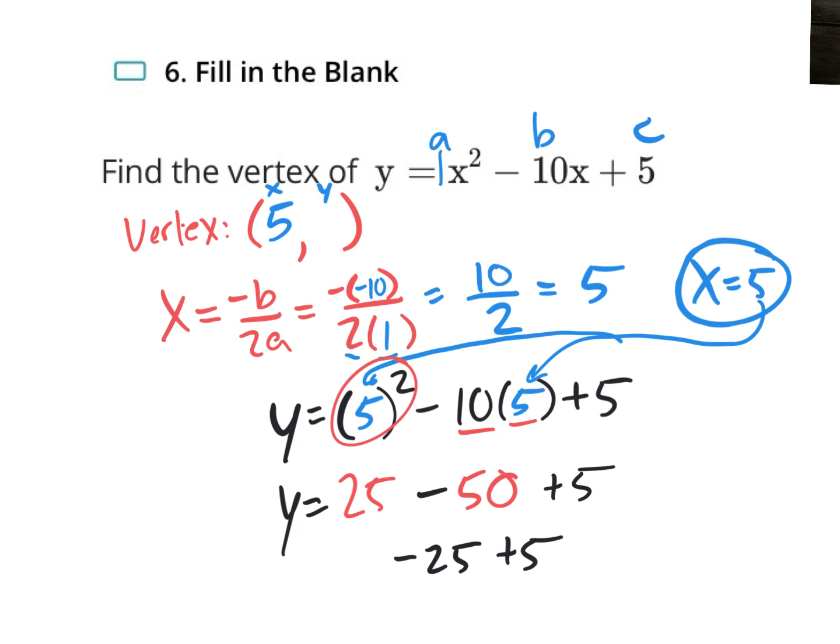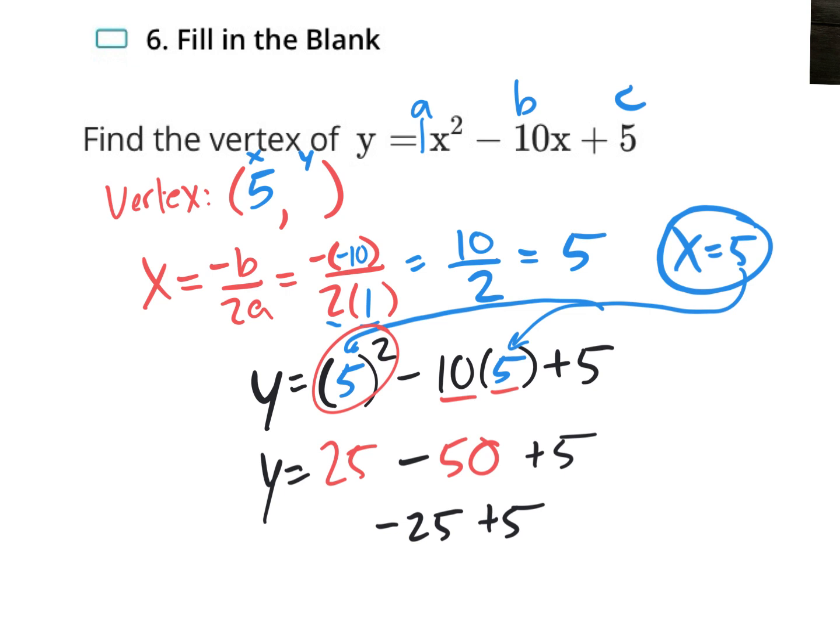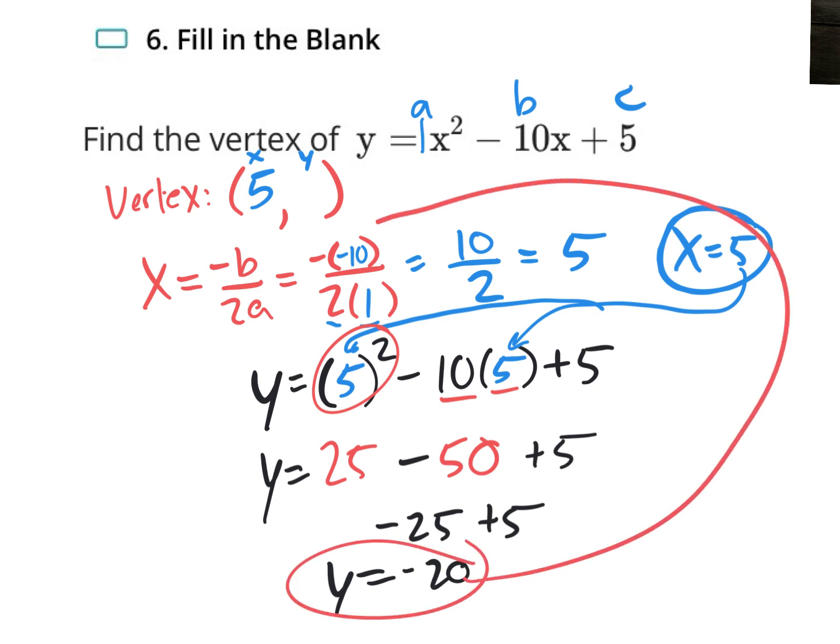Okay? So let me make a little bit more space for this, and put y equals negative 20. So we just found the y value of the vertex. That's what you would have to type in to get full credit: open the parenthesis, 5 comma, negative 20, close parenthesis, no spaces between your terms, and that's the vertex.